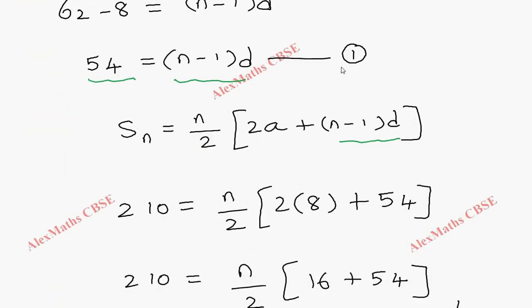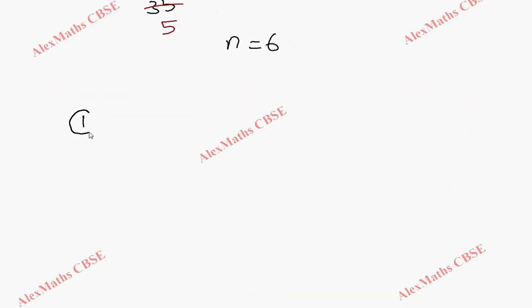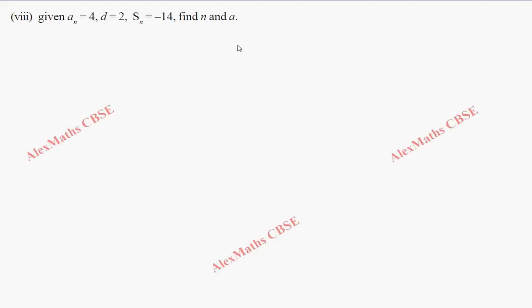For finding d, we take the first expression and substitute. So from the first expression, which is 54 equal to (n minus 1) into d, 54 equal to (6 minus 1), that is 5d. So d equal to 54 divided by 5.